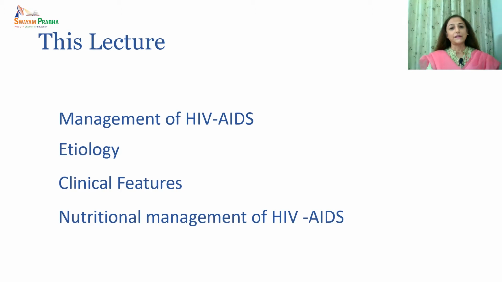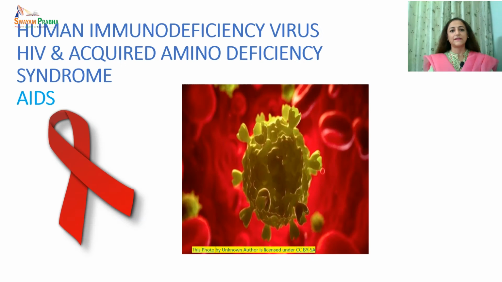Now, let us study about yet another type of illness that is caused by HIV infection, and we will be studying about etiology, clinical features and nutritional management of HIV and AIDS infection. HIV infection is an example of chronic infections. Its existence was discovered in 1981.